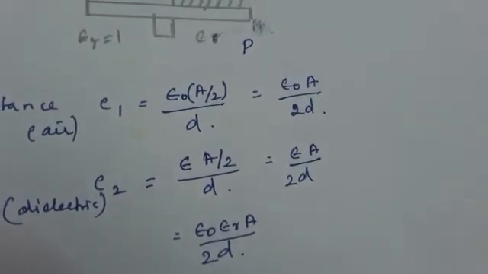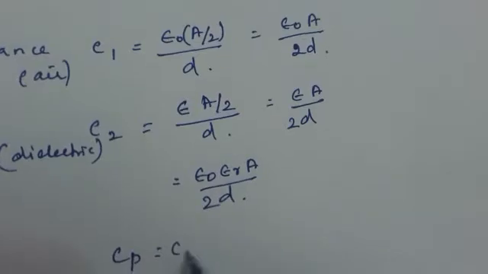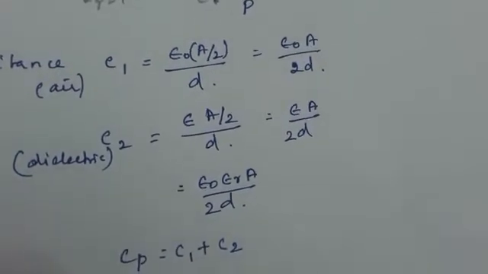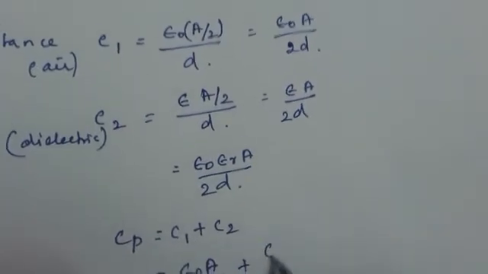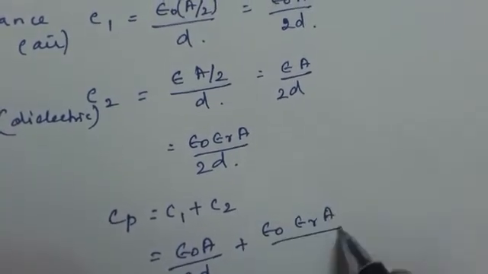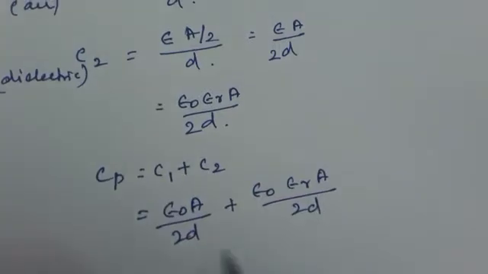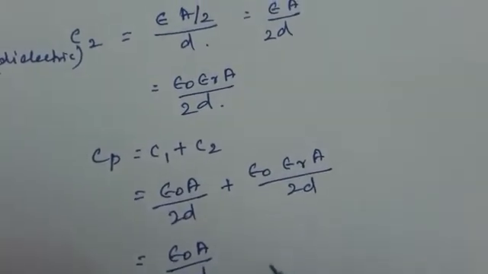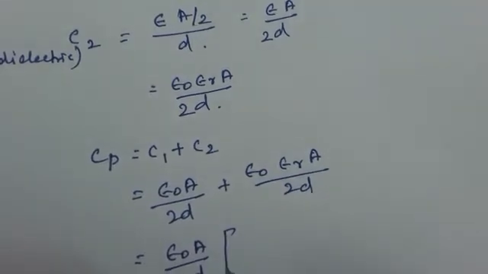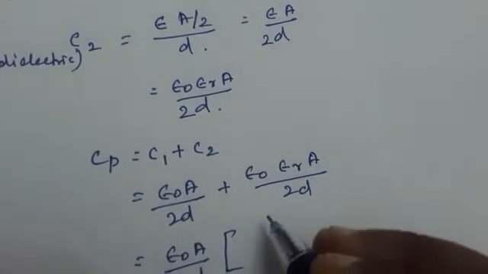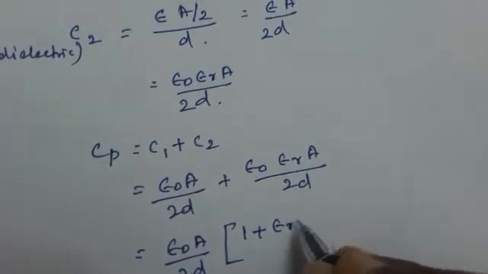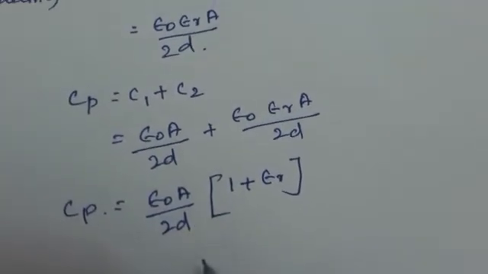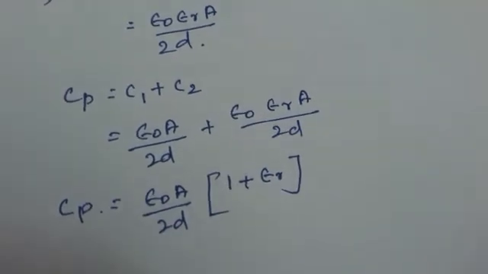Now what is the effective capacitance? It is C1 plus C2. What is your C1? Epsilon 0 A by 2D plus epsilon 0 epsilon R A by 2D. Now common things we can take outside. Epsilon 0 A by 2D we can take outside. So what will you get here? 1 plus epsilon R. So your effective capacitance is equal to epsilon 0 A by 2D into 1 plus epsilon R.